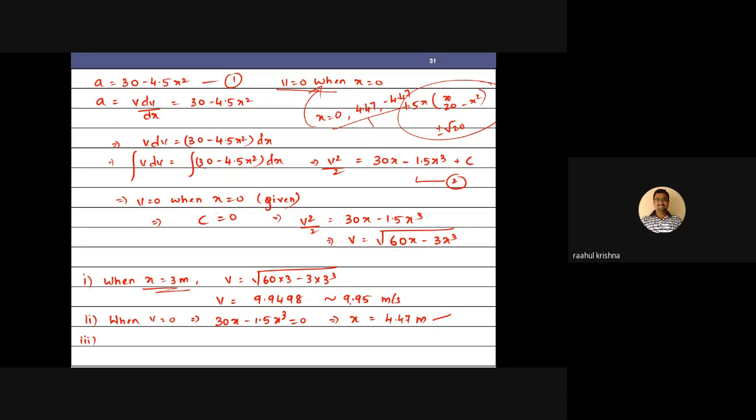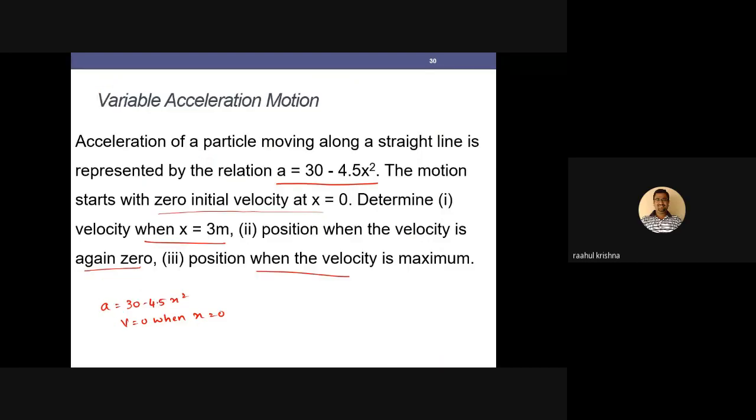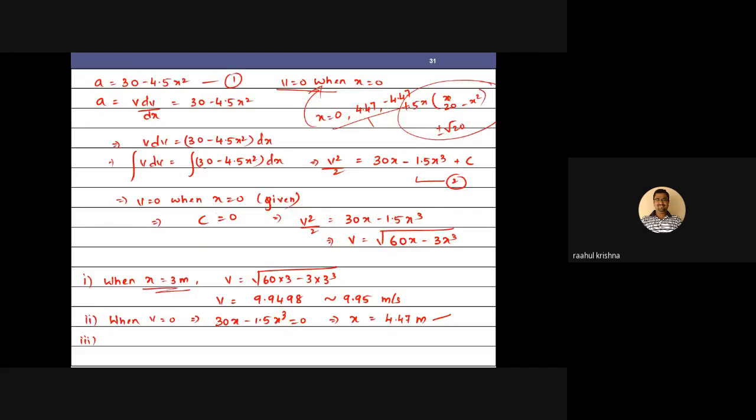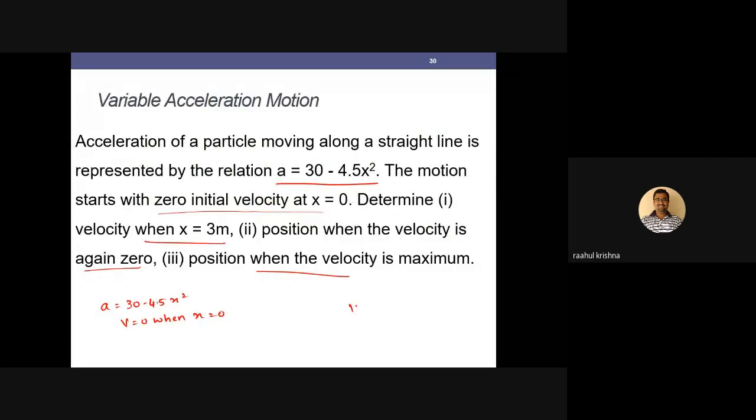Okay. Then the third case, when I have to find the position when the velocity is maximum. Now I have a question. In any of these cases, am I given the value of V max? No, sir. So how will I evaluate that third condition?